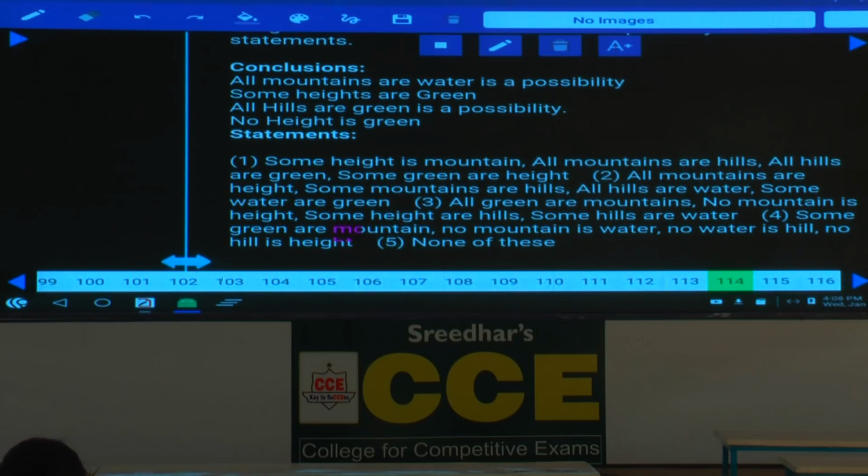Then all green, no mountain is height. Mountain height, now we should have height, mountain should go, green should come. Now the relation between mountain and green.